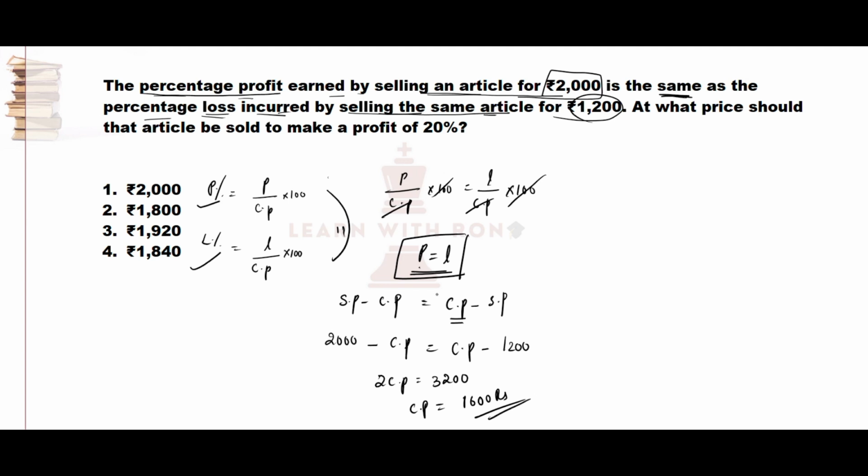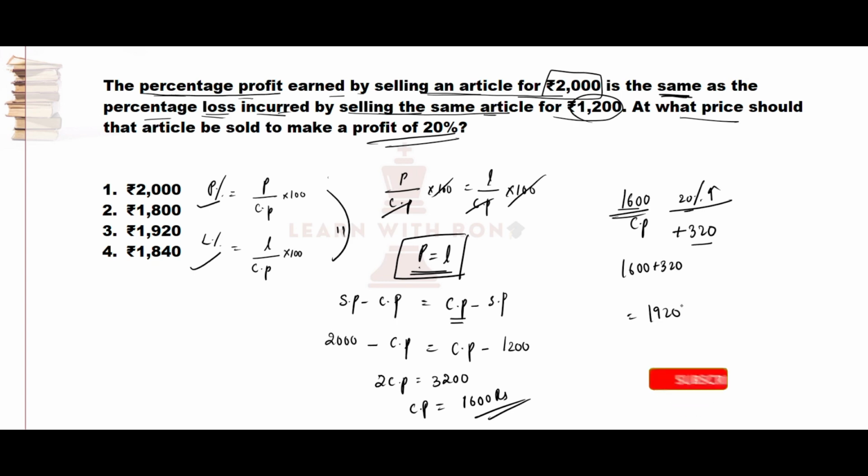So what have they asked us to find? At what price should the article be sold in order to earn 20% profit. So 1600 rupees is the cost price, 20% profit. Here in 1600, 20% is nothing but 320 rupees, right? See, 10% is 160, 20% is 320. So 1600 plus 320, which is 1920, is your selling price, which is option number 3 here.